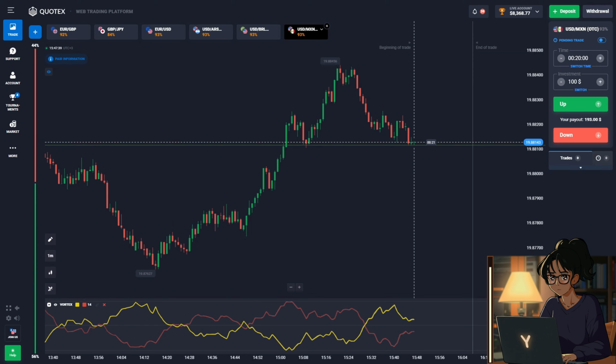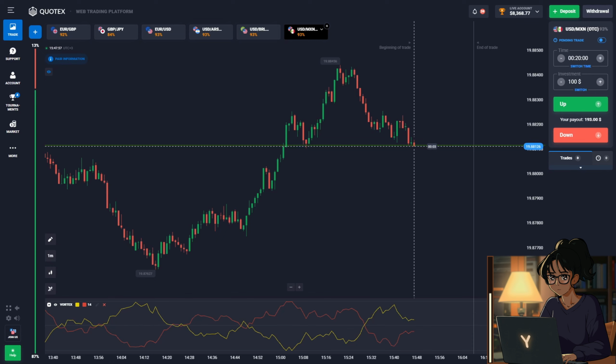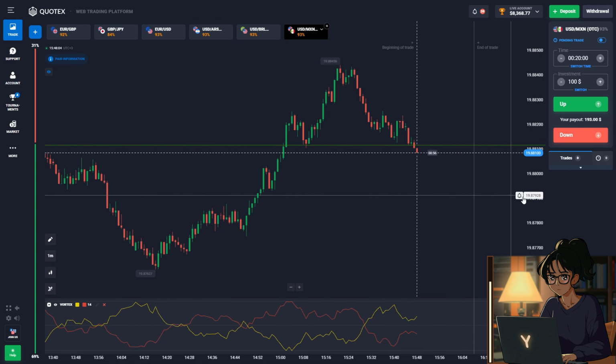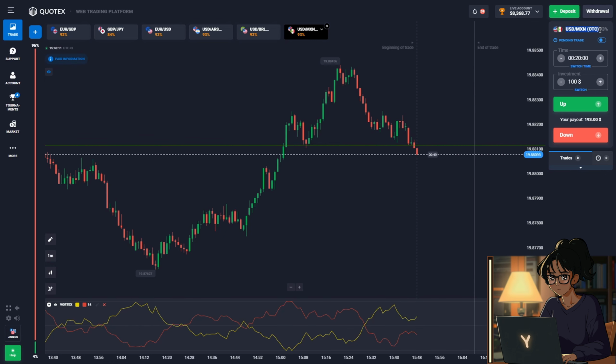But the main question is, where's the best entry point? Here's one key rule I want you to remember. The Vortex doesn't tell you where price is going. It only shows trend strength. It's just visualizing the same price data you already see on the chart.